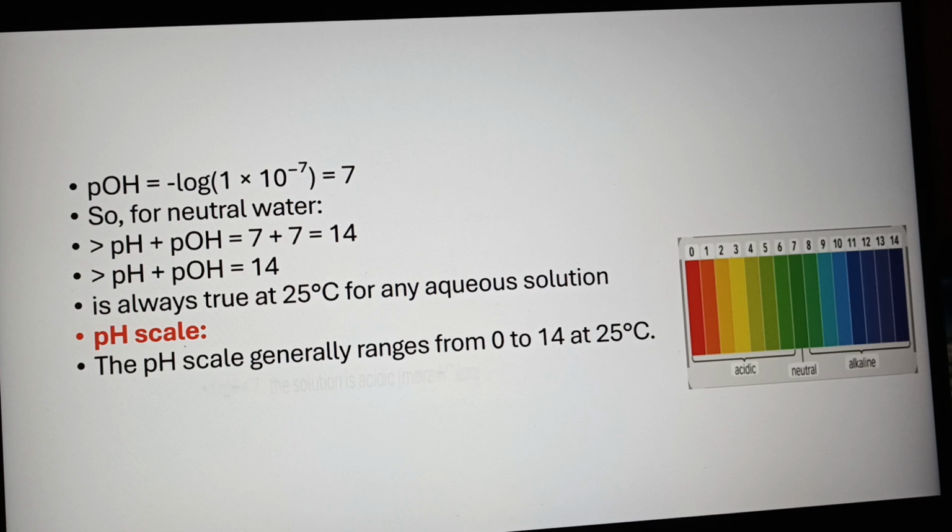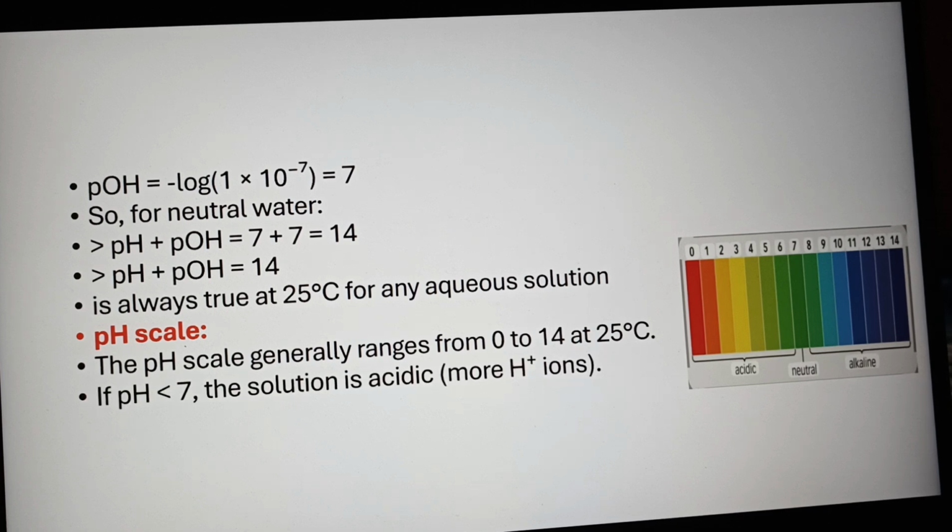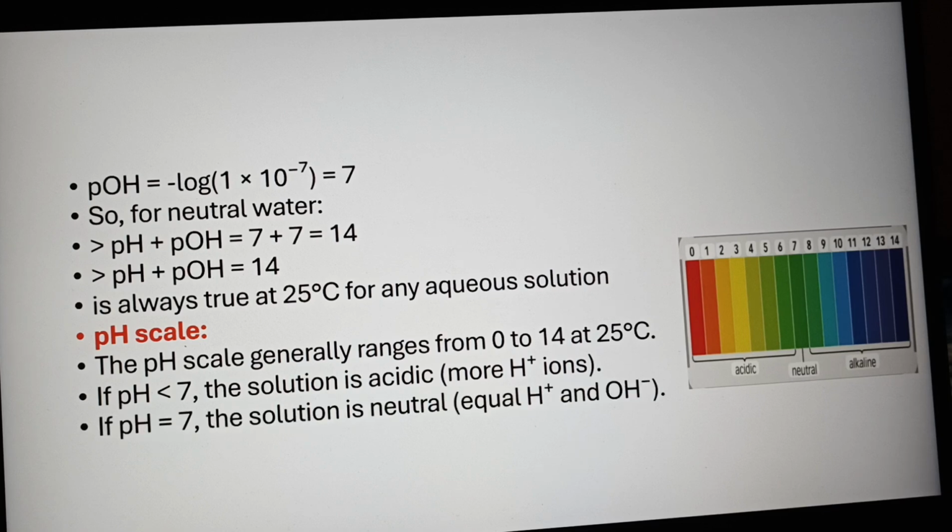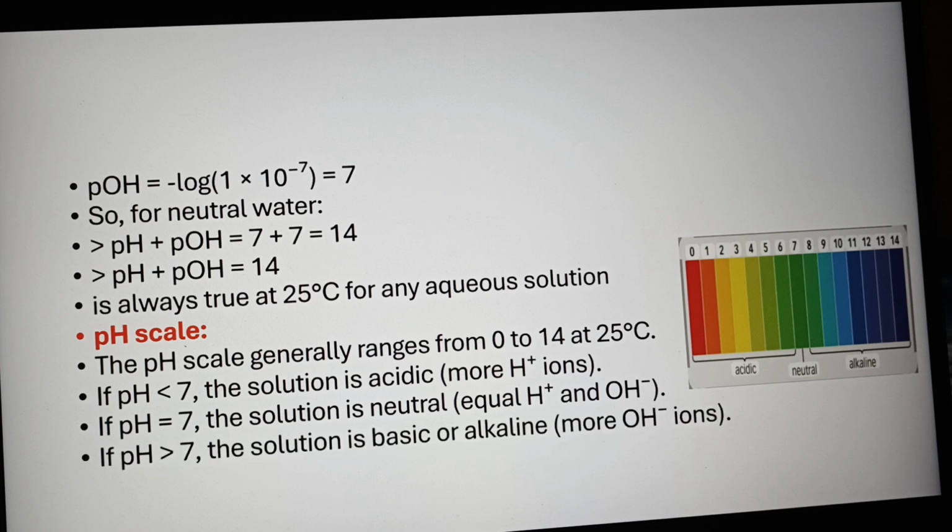If the value of pH is less than 7, the solution is acidic, meaning it has more hydrogen ions. And if the value of pH is equal to 7, the solution is neutral, meaning it has equal hydrogen and hydroxide ion concentration. But if the value of pH is greater than 7, the solution is basic or alkaline, meaning it has more hydroxide ions.